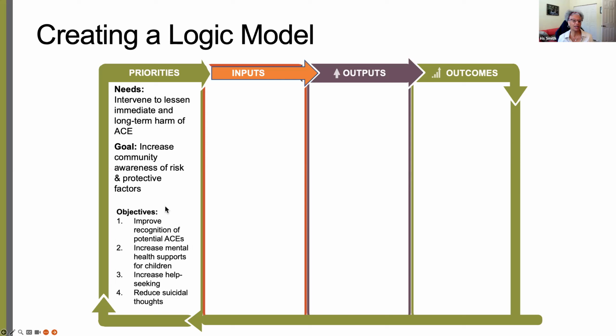So how will we do that? How will we increase community awareness? Thinking through improving the recognition of potential ACEs and the risk factors associated with them, increasing mental health supports for children, increasing help-seeking behavior, reducing suicidal thoughts. Those are some of the objectives that we're going to focus on.